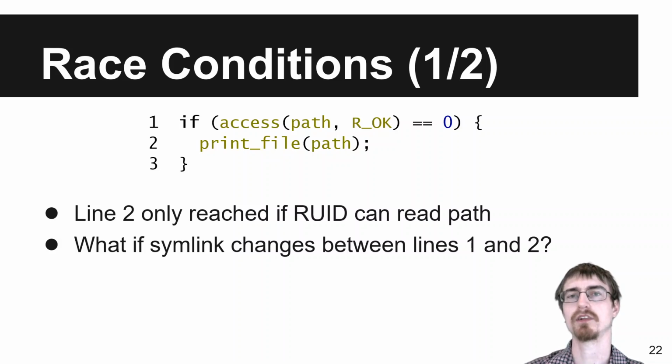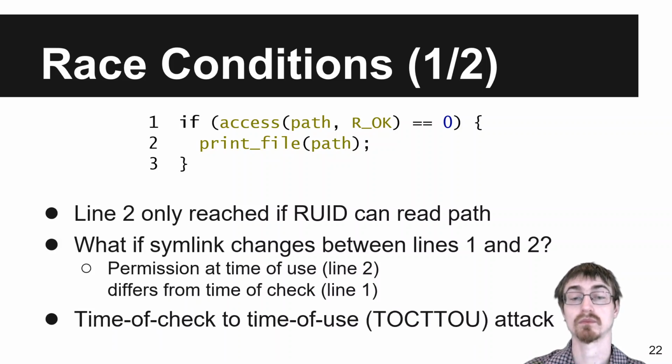Now, at first sight, this looks completely safe. But we also must consider that other things may be happening on the system while we do this. So what if the symlink changes between lines 1 and 2? The permission at the time of use, which is line 2, where we use the fact that we know that we're allowed to use the file, differs from the time of check, which is line 1. So if something happens in between, then the permissions may have changed, but we will not be aware.